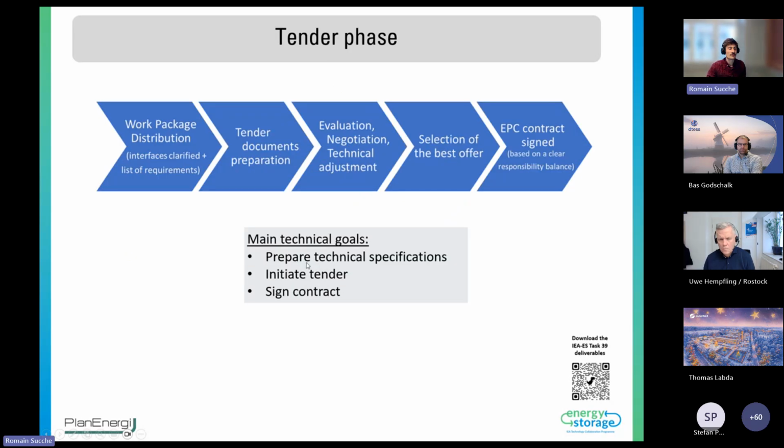Once the storage is fully designed, there would be the tender phase, where the idea is first to finalize the technical specifications, but also to prepare the tender documentation, then to gather offers from different suppliers, assess them, select the best one, and finally sign the contract.